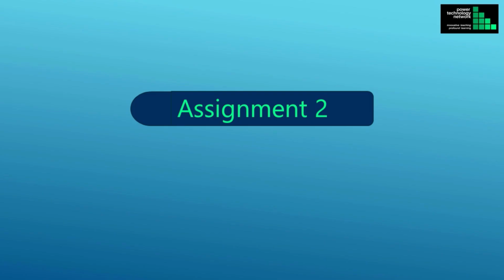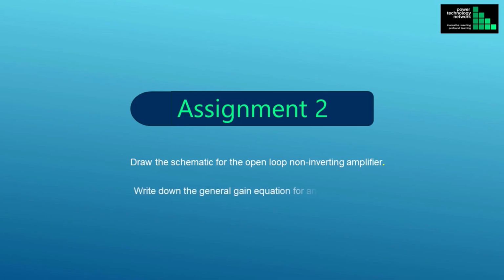The first assignment is to redraw the schematic for the non-inverting amplifier, without referring to the previous slides. Repeat this until you are able to draw it correctly. Note the polarity of the input and output signals, as well as the connection of the two input terminals of the op-amp. Write down the gain equation for the open-loop amplifier in terms of the open-loop gain and the two inputs of the op-amp. Write down the gain equation for the non-inverting amplifier.